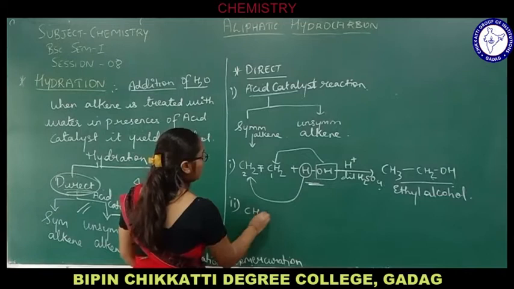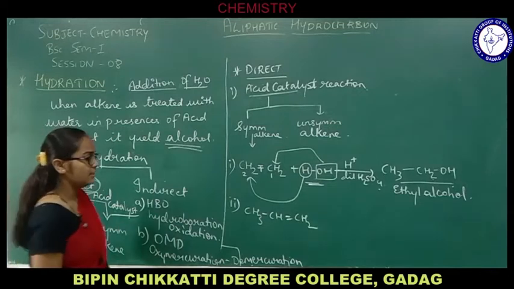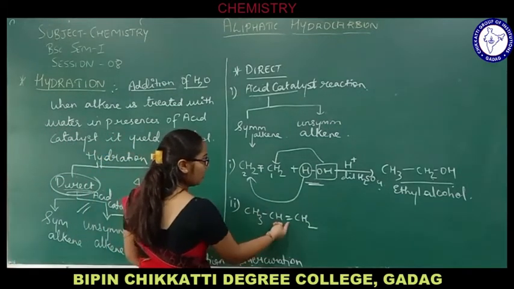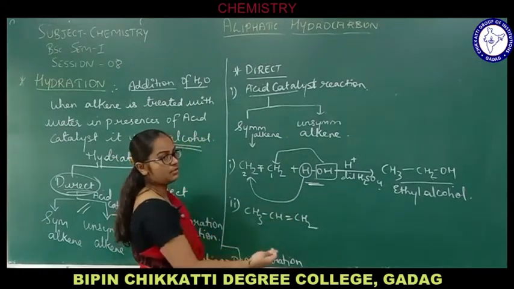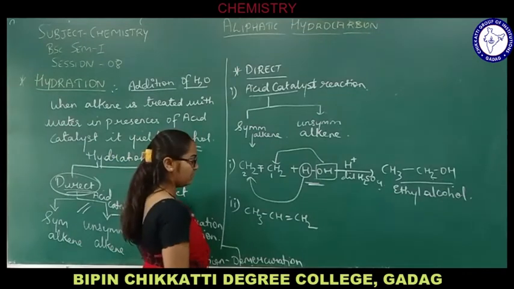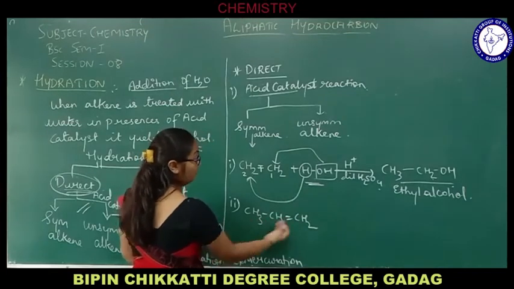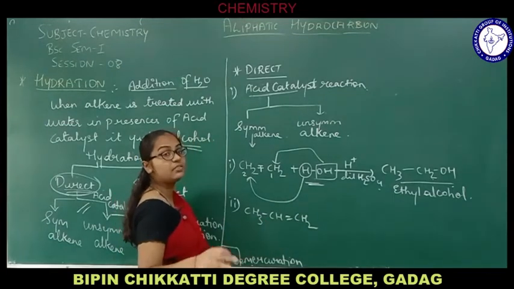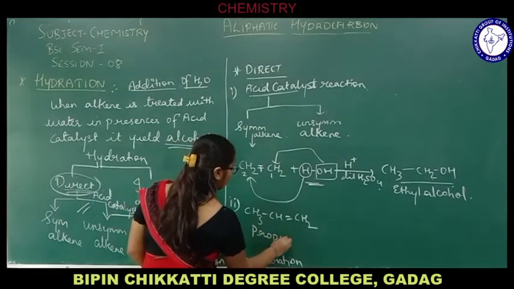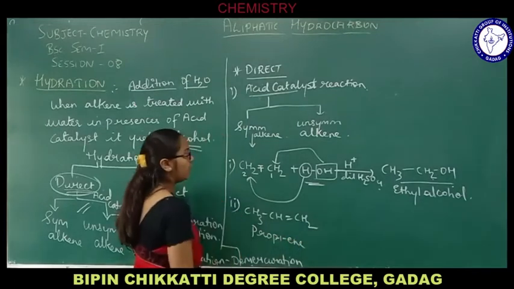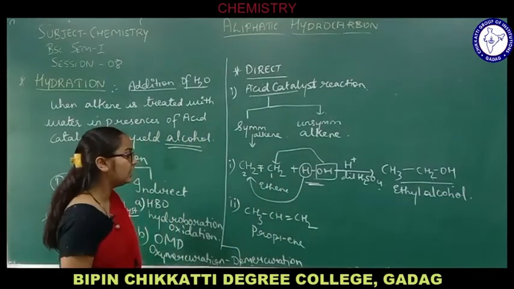Okay, CH3, CH, double bond CH2. Now this is an unsymmetrical alkene, correct? This is unsymmetrical because across the carbon-carbon double bond, the number of hydrogen atoms and carbon atoms is different. Here you can see 1 carbon and 2 hydrogens. This side you can see 2 carbons and 4 hydrogens. So the number of hydrogen and carbon atoms is very different. The name for this alkene is propene, prop-1-ene. The name for the earlier alkene was ethene, right? A 2 carbon compound, ethene.